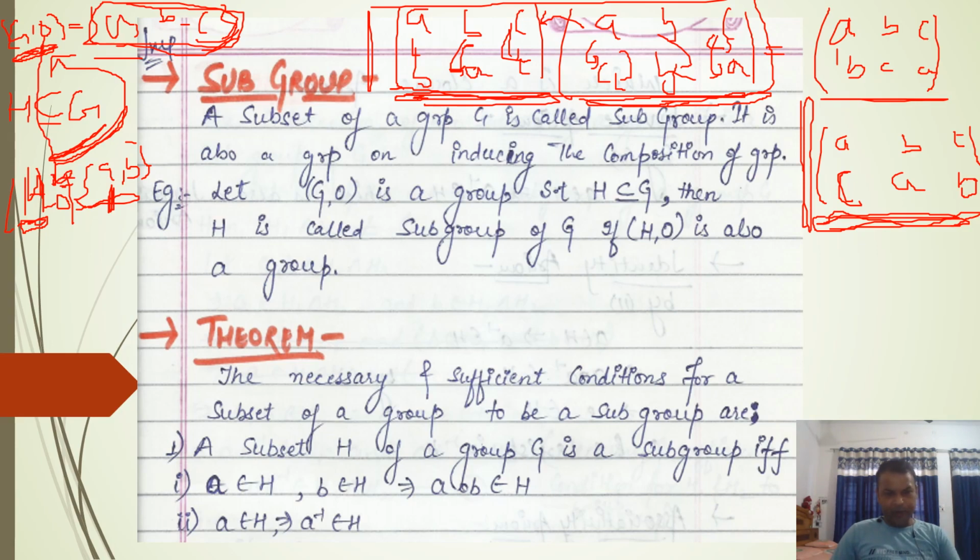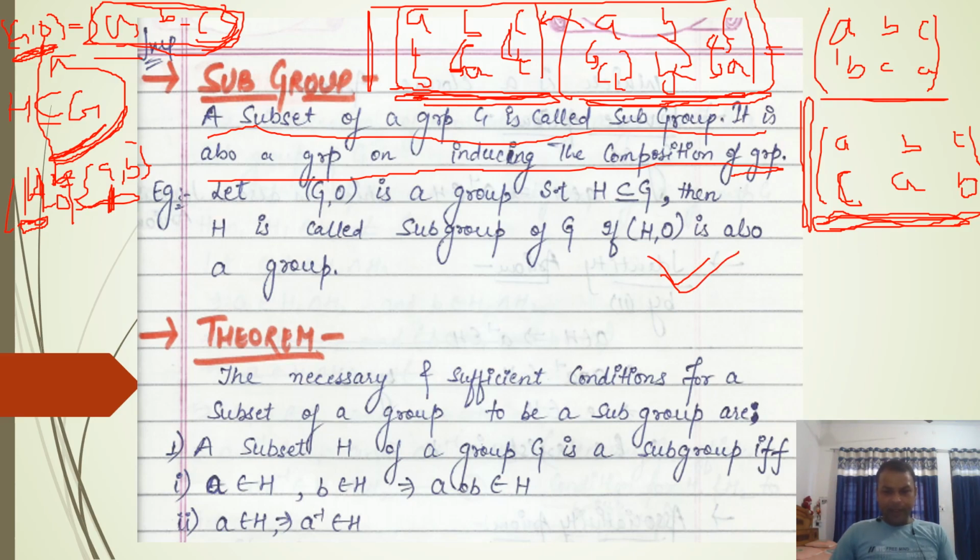So I hope you have understood that a part of a group G is said to be a subgroup if it satisfies all properties related to a group, and the composition will remain as it is, which we have used for the group. So the definition is: a subset of a group G is called a subgroup if it is also a group. It means it satisfies four properties, inducing the composition of the group. It means you are using the operator which we have used in group Z. So this H is said to be a subgroup.